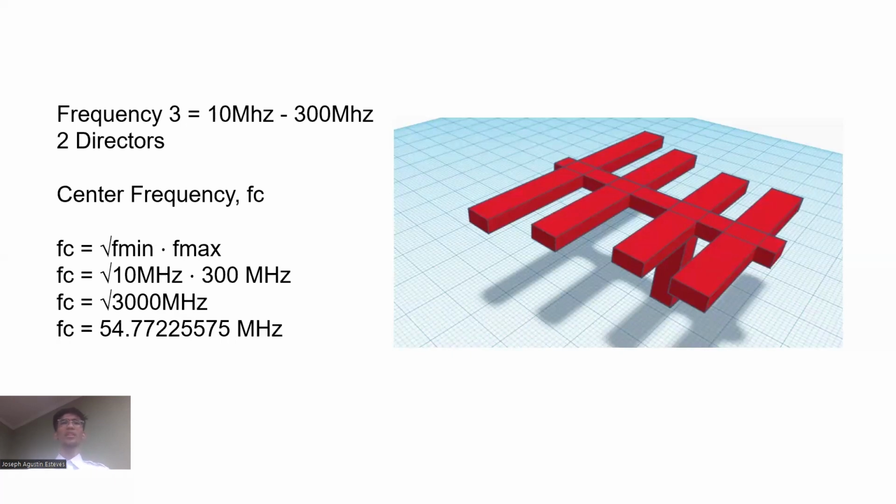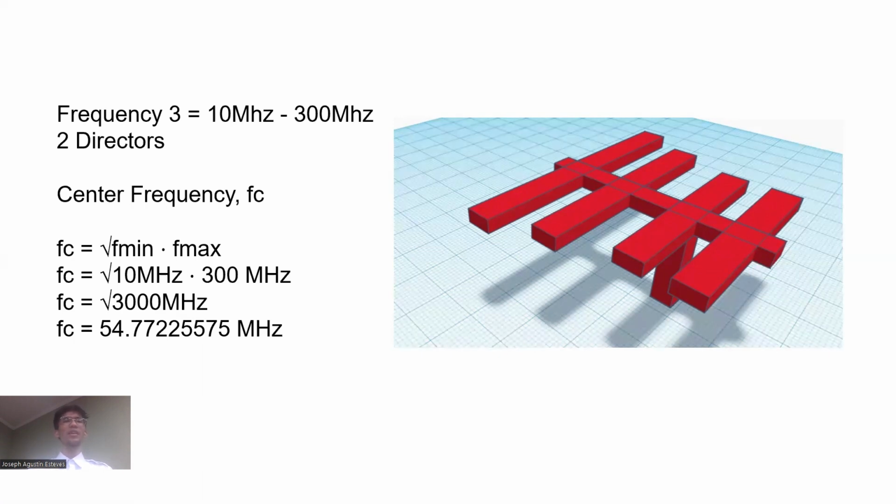Today, we're going to discuss our computation of our actual dipole antenna design. We have the frequency range, which is equal to 10 megahertz to 300 megahertz, and two directors. First, we're going to find the center frequency, which is the FC. To get the FC, we're going to take the square root of the minimum frequency times the maximum frequency given, which is 10 megahertz times 300 megahertz.